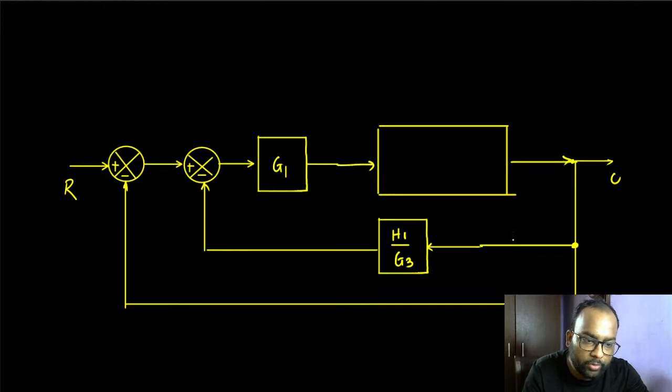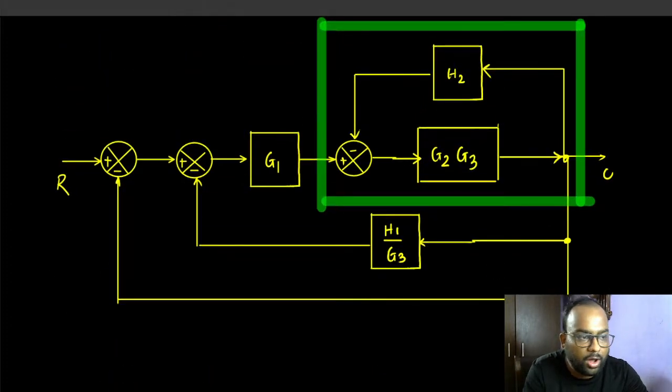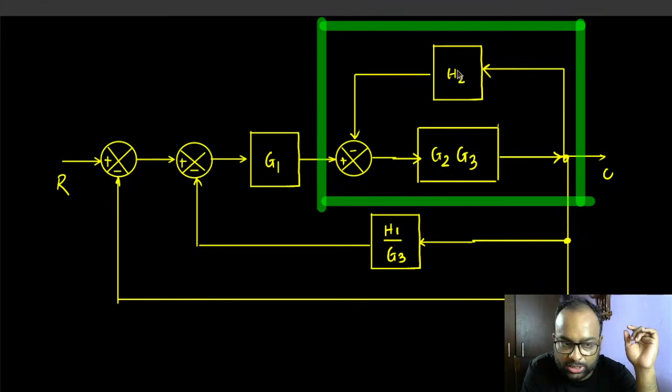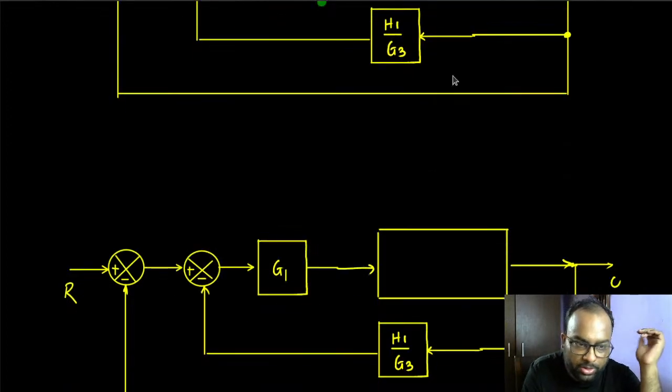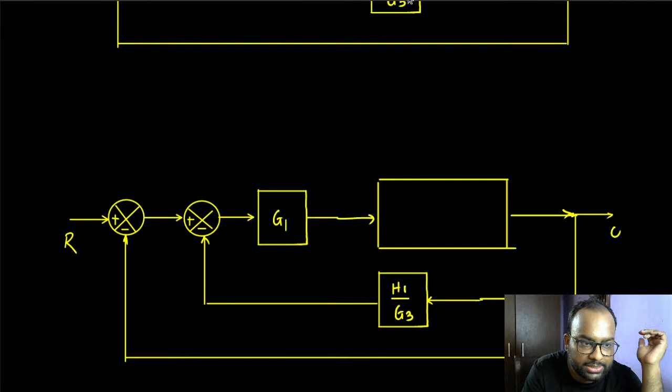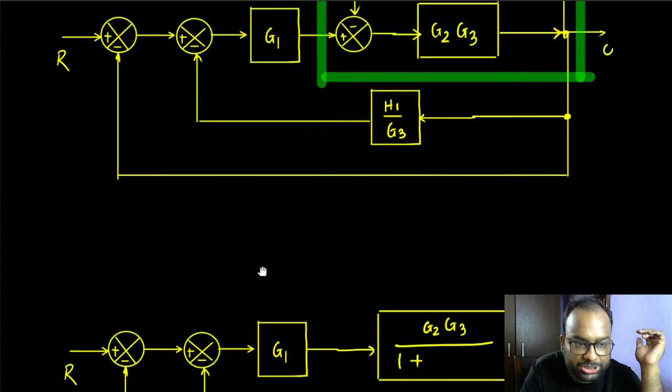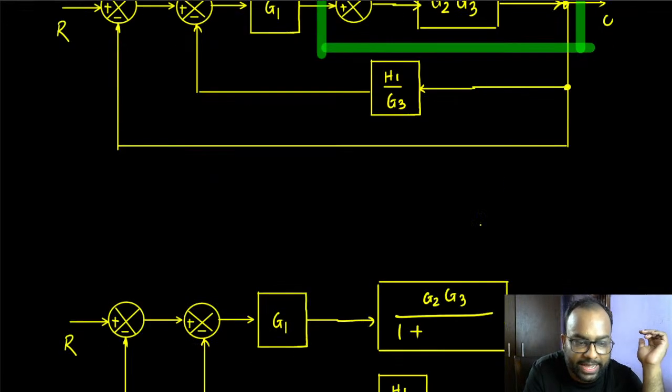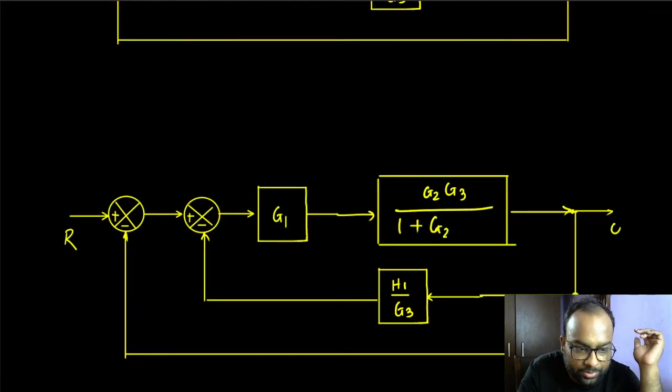All right. So now, of course, the equivalent would be, consider this to be G, and this to be H. So this is a negative feedback once again. The equivalent would be G divided by 1 plus GH. So here G is G2, G3, divided by 1 plus GH, and G is again G2, G3, H is H2. So that becomes G2, G3, H2. So that's the equivalent here.